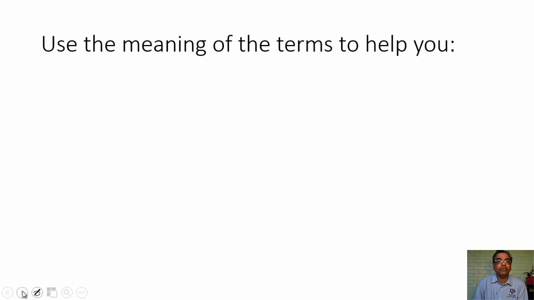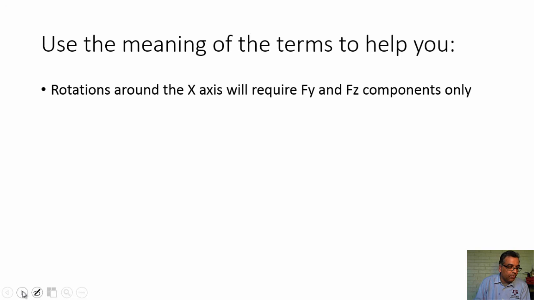So the basic idea is the following. It's not enough to just know the formula. You should know the meaning of the formula. So for example, when we talked about moments, if you think about rotations around the x-axis, which is moments around the x-axis, they depend upon Fy and Fz. So remember, Mx is y Fz minus z Fy. You remember this?